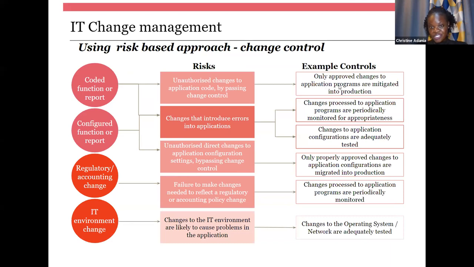These are examples of controls that you find in a change environment for change management. Only approved changes to application controls are made. So when you're doing migration, you ensure that management has approved by appropriate personnel. The changes that have been processed to applications and programs are periodically monitored for appropriateness. The changes are adequately tested before they're migrated to the production environment. Then you also have things like segregation of duties. The developer, the tester, and the implementer are different people, plus the requester. Just ensure that the four-eyes principle has been implemented.